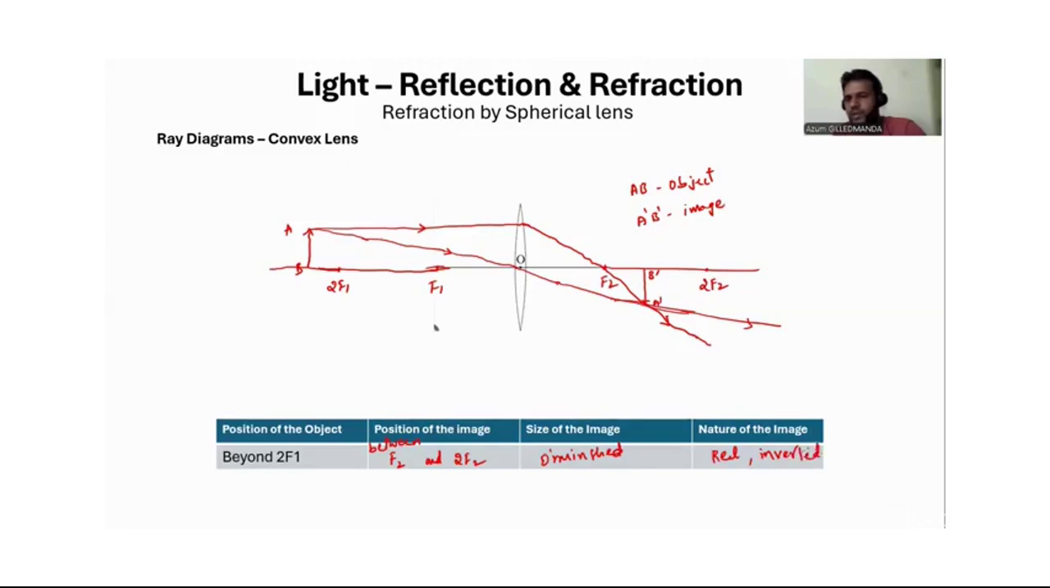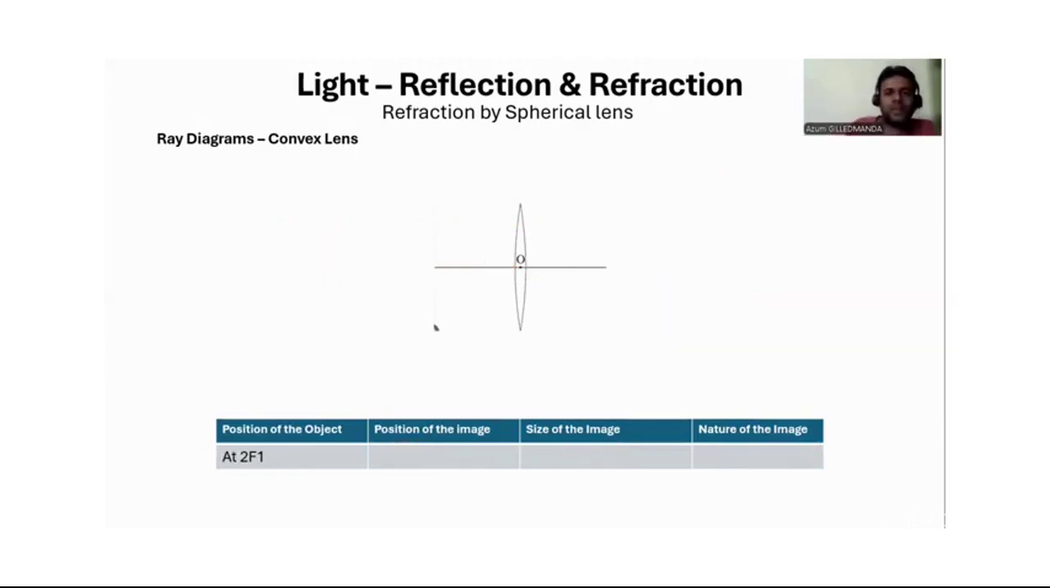Hope you are clear, guys, right? So when the object is at infinity, what will we get? We will get a point-size image. If the object is beyond 2F1, we get an image between F2 and 2F2, and that is diminished, real and inverted.